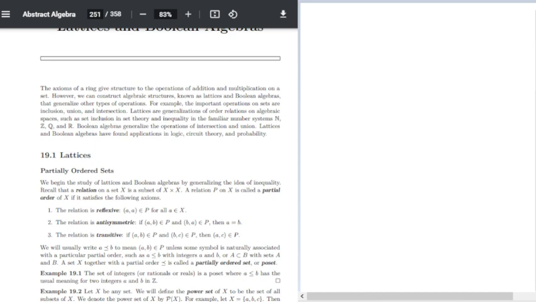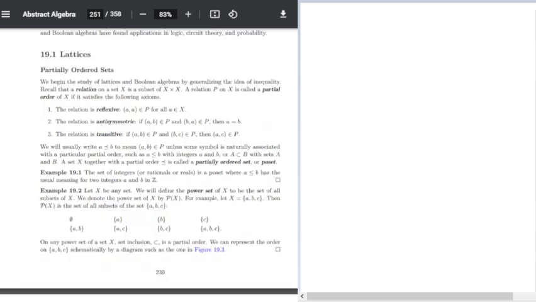Lattices are generalizations of order relations on algebraic spaces, such as set inclusion in set theory and inequality in the familiar number systems N, Z, Q, and R. Boolean algebras generalize the operations of intersection and union. Lattices and Boolean algebras have found application in logic, circuit theory, and probability. So, section 19.1, Lattices. We begin the study of lattices and Boolean algebras by generalizing the idea of inequality.